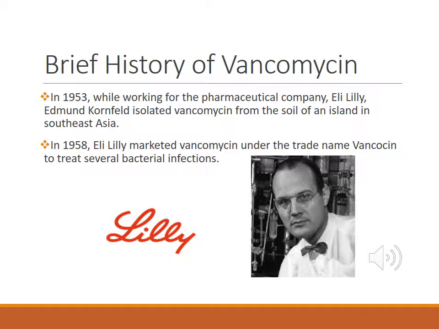In 1953, while working for the pharmaceutical company Eli Lilly, Edmund Kornfeld isolated vancomycin from the soil of an island in Southeast Asia. Vancomycin is produced by a bacterium, Streptomyces aurantialis. Vancomycin is an example of a naturally occurring halogenated organic compound that is somewhat rare in most animals and plants. It's considered an organohalogen natural product.